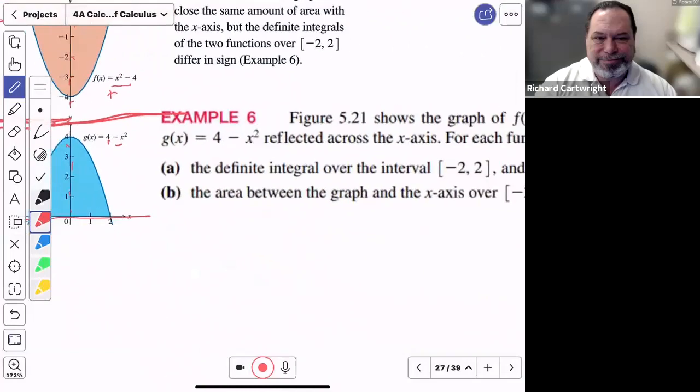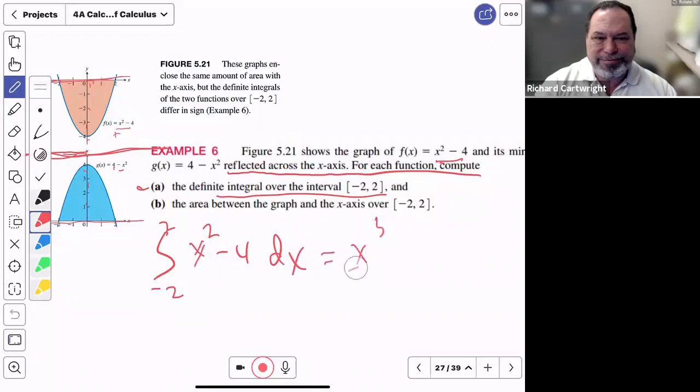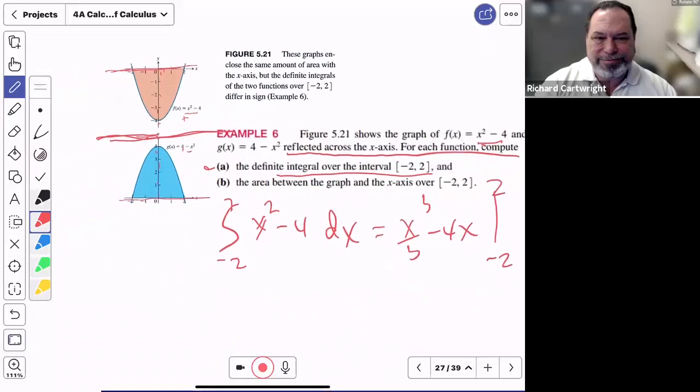He wants you to find the definite integral of both of those from -2 to 2. He says something that you ought to take note of: both pictures are reflected across the x-axis. Here's why that's going to help me. To integrate the first one, the integral from -2 to 2 of x squared minus 4 dx would be a lot of work, because you need x cubed over 3 minus 4x, and you have to plug in the -2 and the 2. But what if he gave this for a reason? He's giving you a trick.